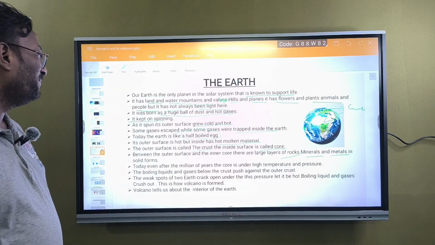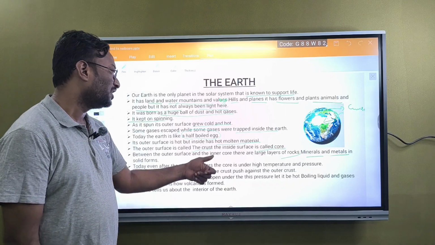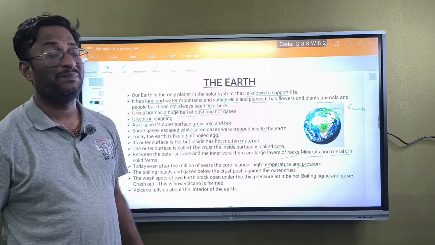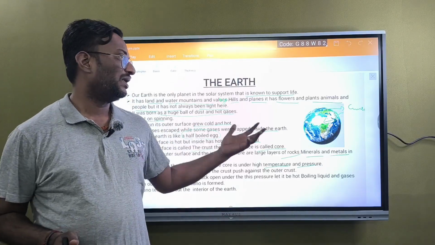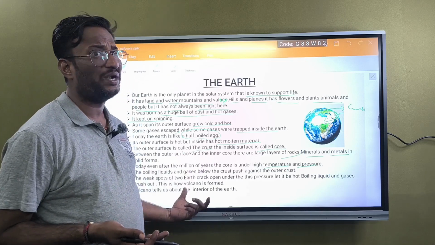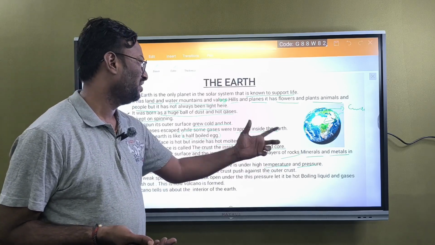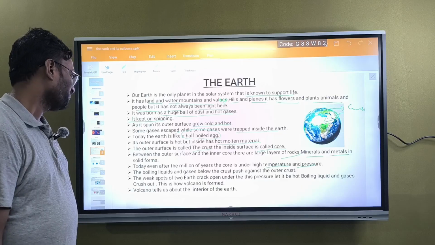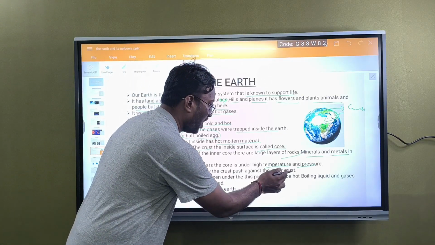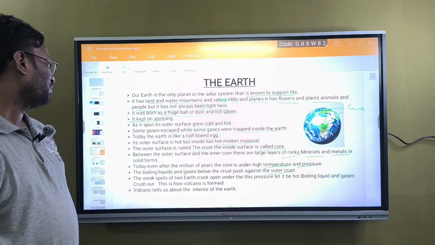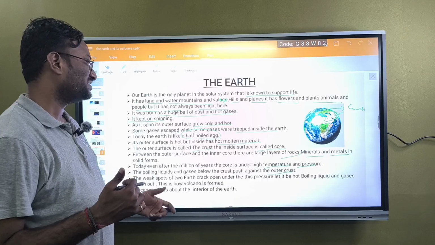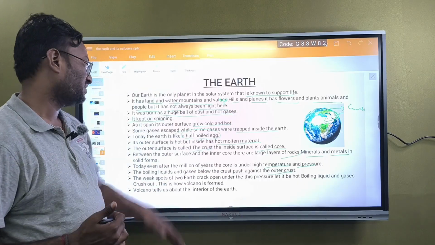Today, even after millions of years since the birth of the earth, the core is under high temperature and pressure. Now also the core temperature is very high and pressure is also high. The boiling liquid and gases below the crust push against the outer crust.